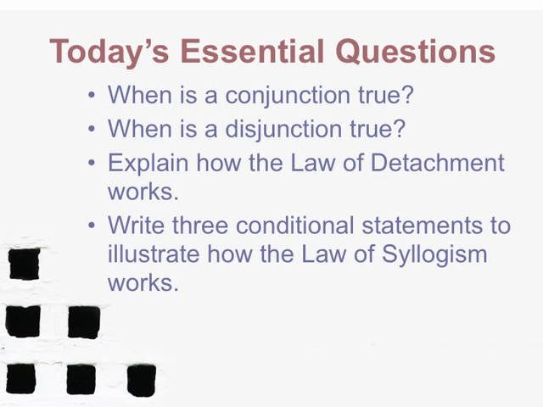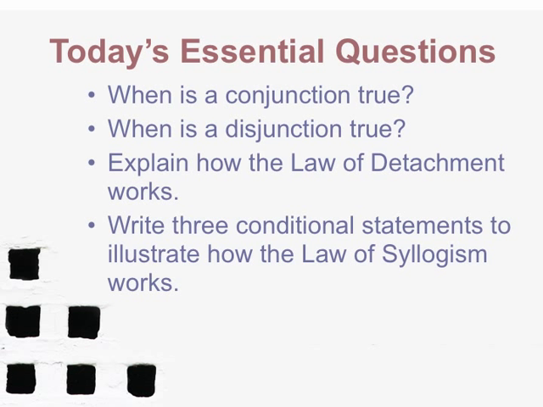Remember our essential questions from today. Are you able to comfortably answer them with confidence? When is a conjunction true? A conjunction is separated with what word? And both parts must be true. When is a disjunction true? Well, that's a sentence that's separated with the word or, and either part must be true for the disjunction to be true.